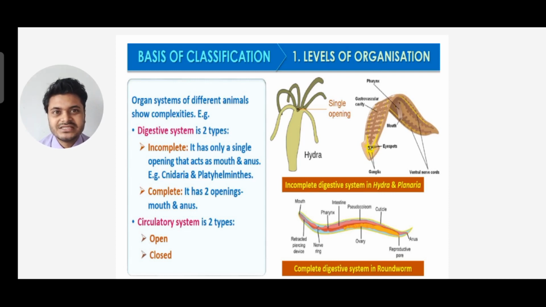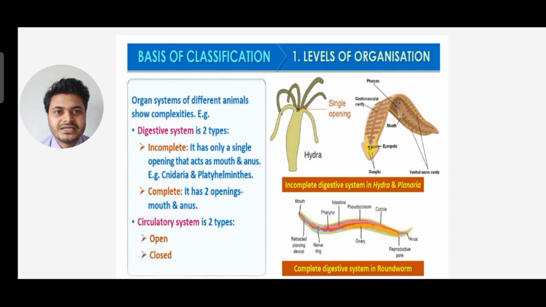For example, digestive systems are of two types. One is incomplete, another is complete. So under incomplete, what happens? It has only a single opening that acts as mouth and anus. Organisms with an incomplete digestive system, for example Cnidaria and Platyhelminthes, have only a single opening. That one opening is used for mouth and anus.